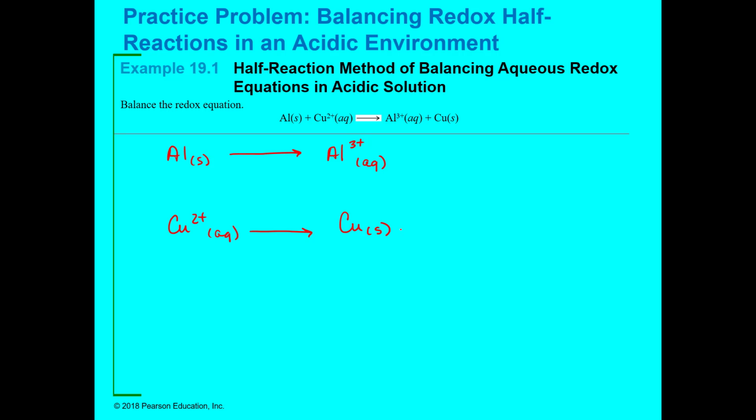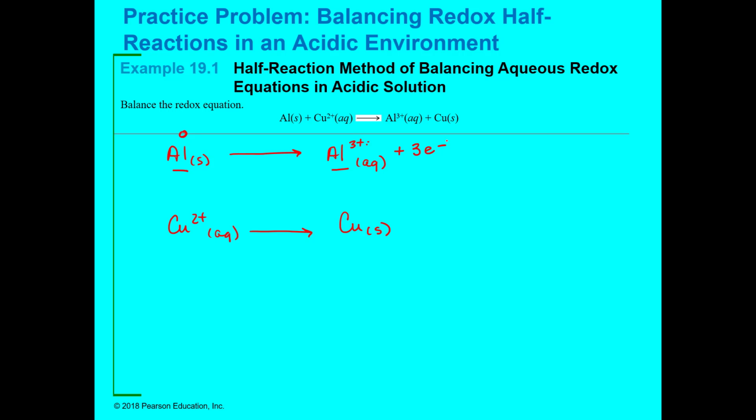Now, in order to figure out which one is oxidation and which one is reduction, I have to ask myself, okay, this is an element, so its overall charge is 0. I have a 3+ charge over here. Okay, so they have to be the same, and I can only add electrons. So if it's 0 on the reactant side and it's +3 on the product side, I have to add 3 electrons, because then I have 3 negative plus 3 positives gives me an overall 0 charge.